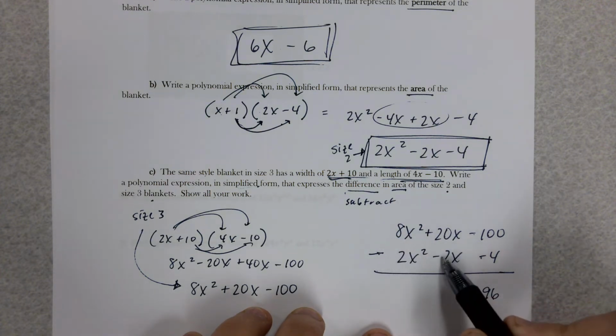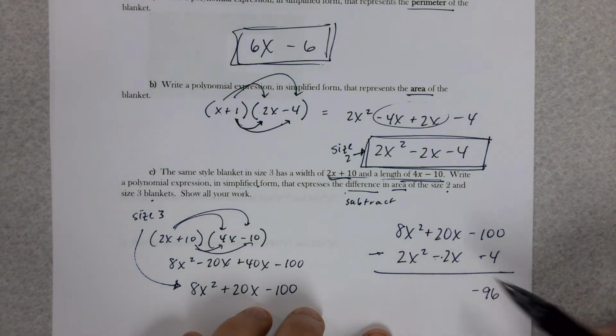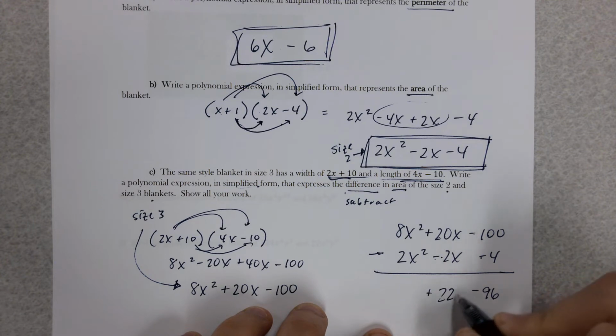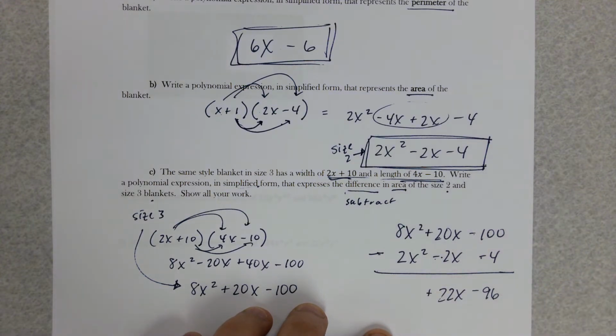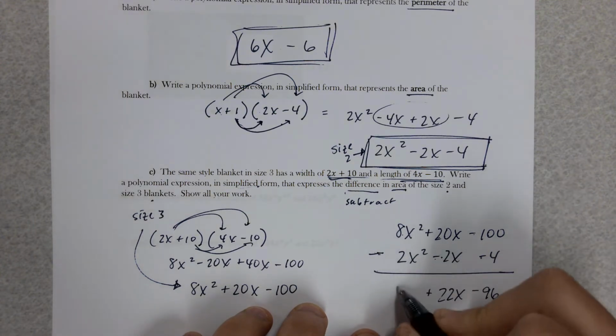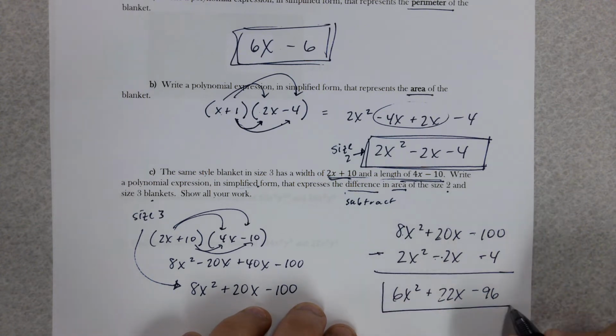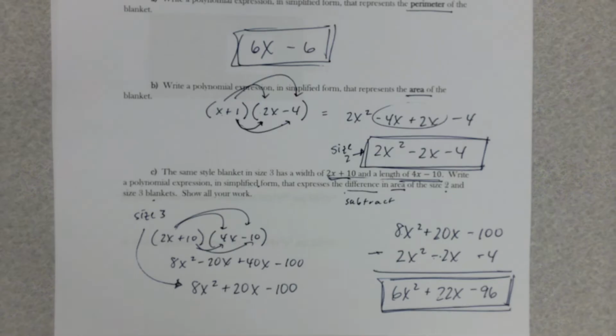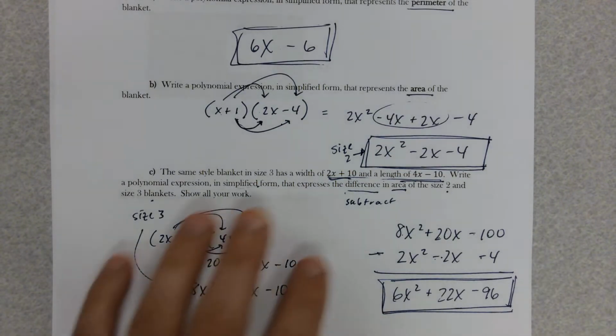20 minus a negative. Again, when you subtract a negative, it's kind of like adding. So that's going to give me a positive 22. 8 minus 2 is 6. So I've got my answer. 6x squared plus 22x minus 96. That's a tough question.